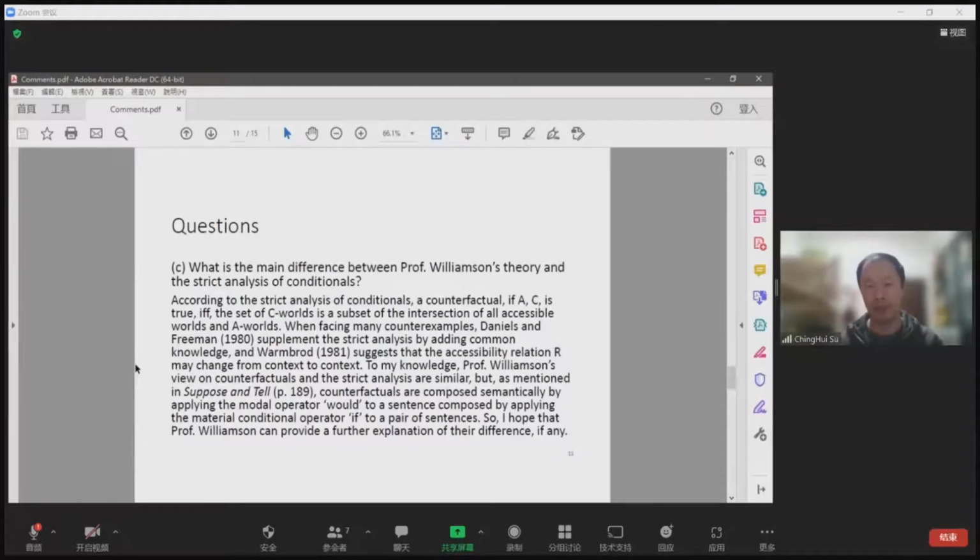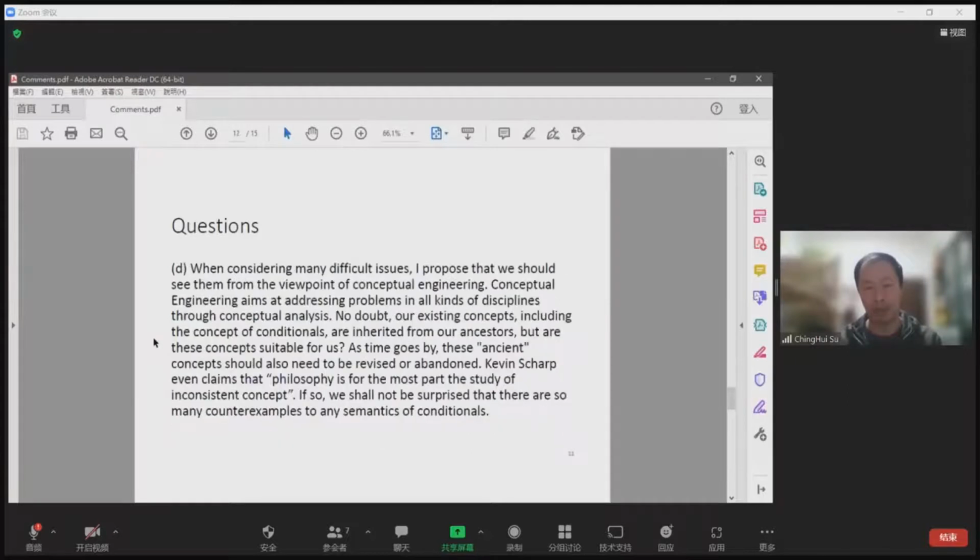The third question is, what's the main difference between Professor Williamson's theory and the strict analysis of conditionals? I think maybe from previous slides, Professor Williamson will agree his theory is very similar to the strict analysis of conditionals. So maybe I skip this question.